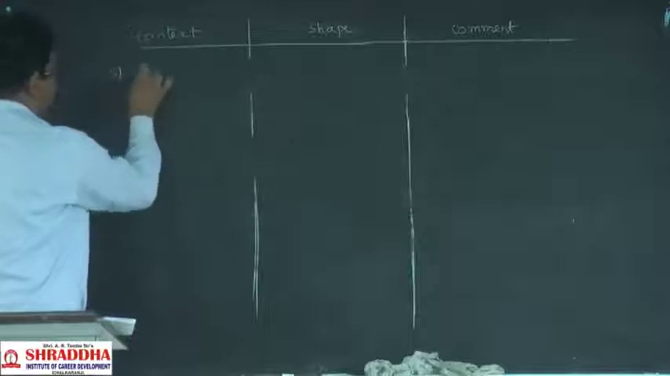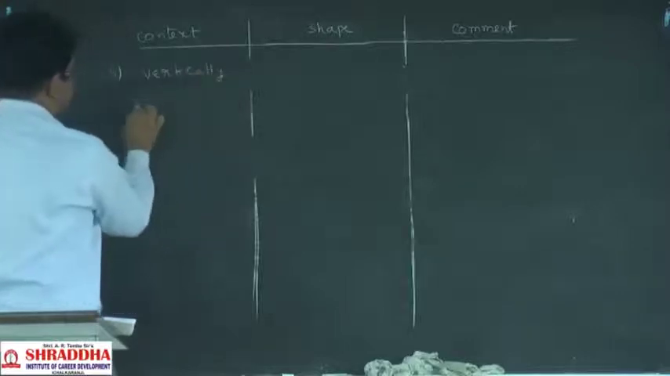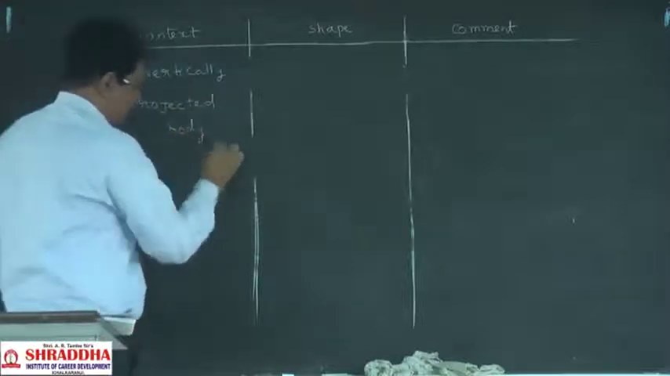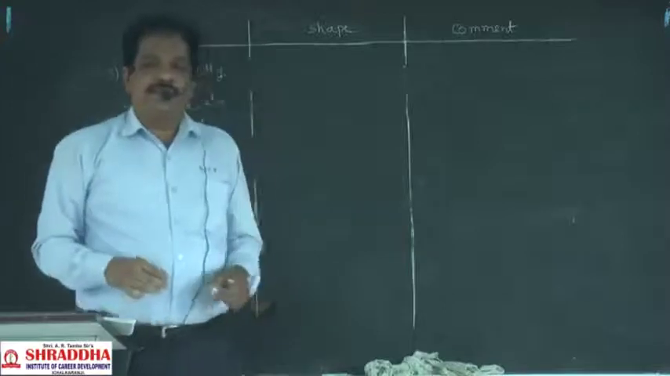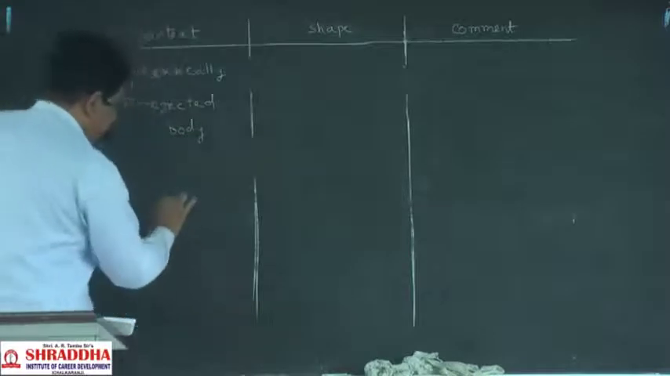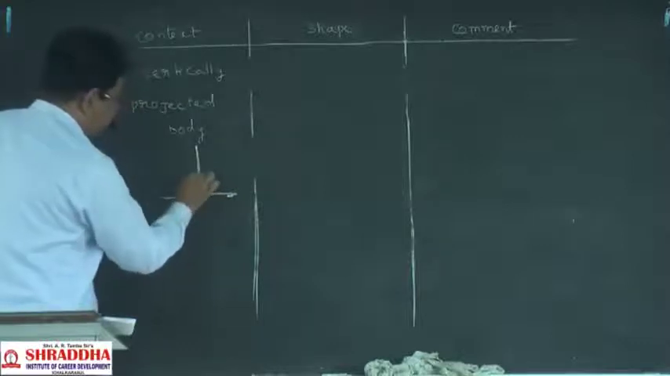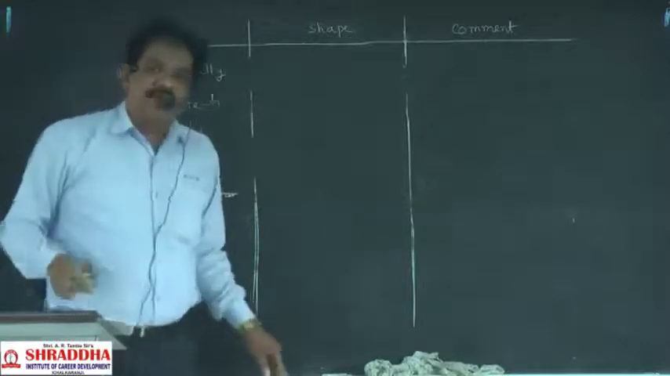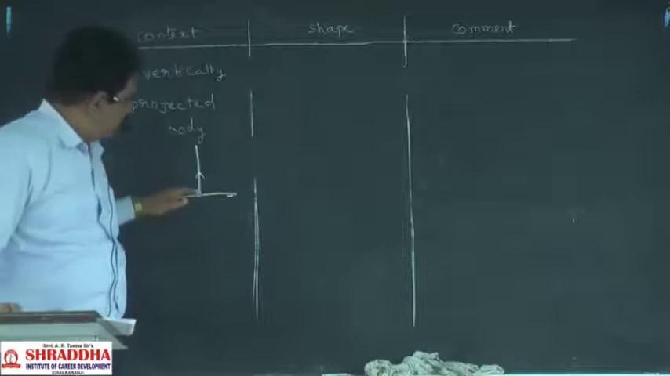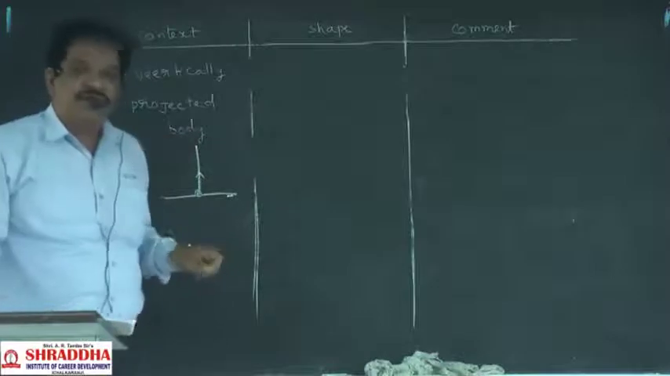After finishing this, vertically projected body. Vertically projected body means from the ground, a body is projected vertically up. This is the ground, let it be. From the ground, one body is projected like this. Then how does its displacement change with time? Gradually its position will increase, it rises to some height, and again it will fall down.